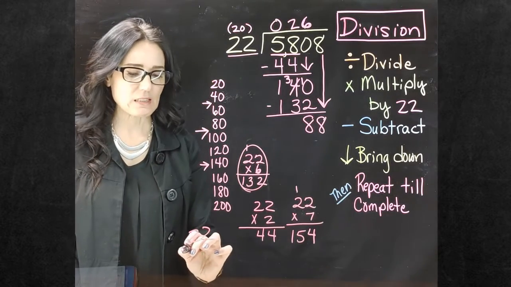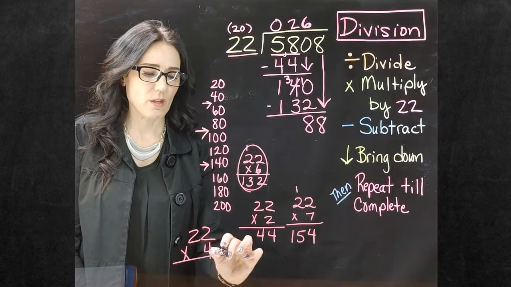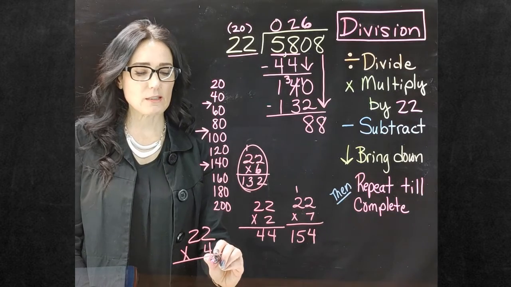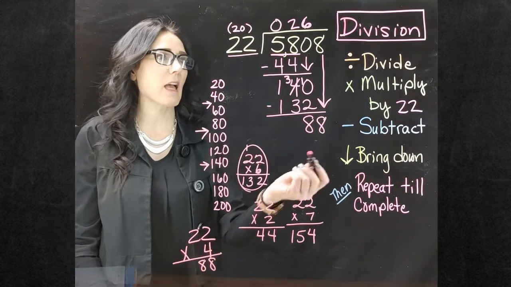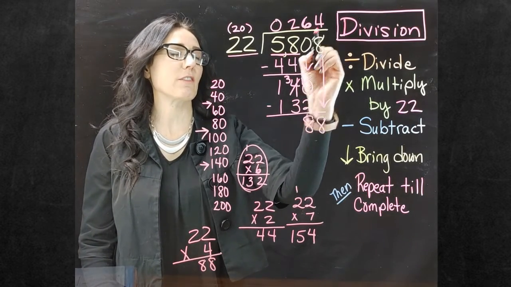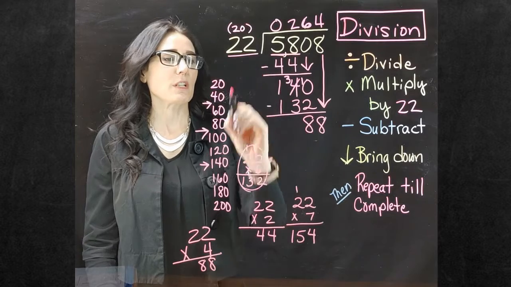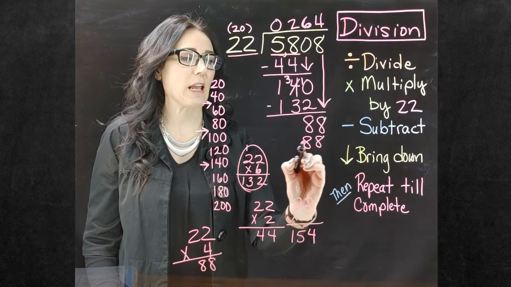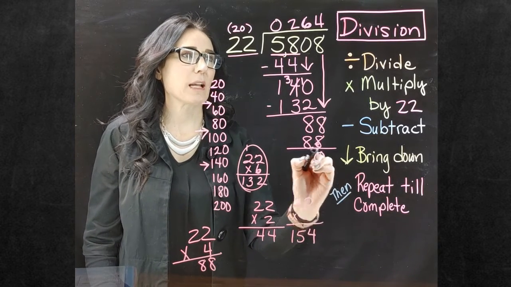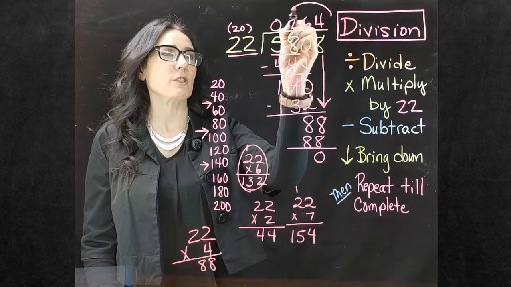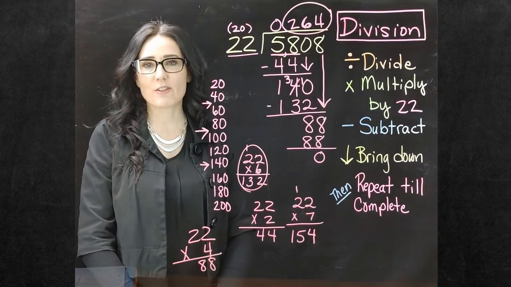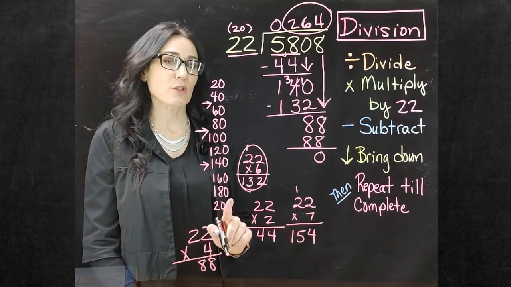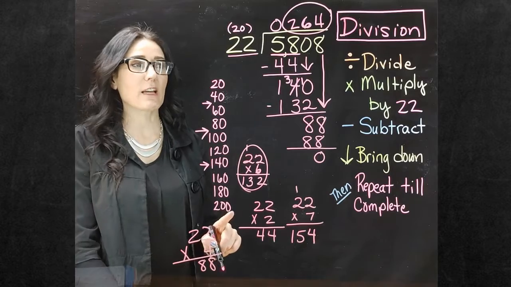Let's do 22 times 4. 2 times 4 is 8. 2 times 4 is 8. And that is going to go perfectly. So 4 times 22 we know is already 88. So we subtract that, and our final answer is going to be 264.